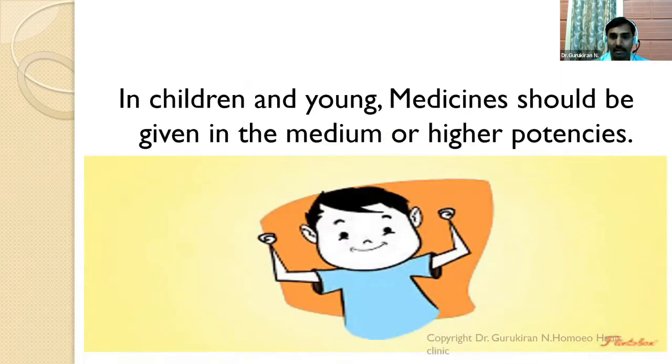In children and the young, medicine should be given in the medium or higher potencies because the susceptibility will be high in children and in younger people. So we have the scope to prescribe higher potencies in these kinds of cases.